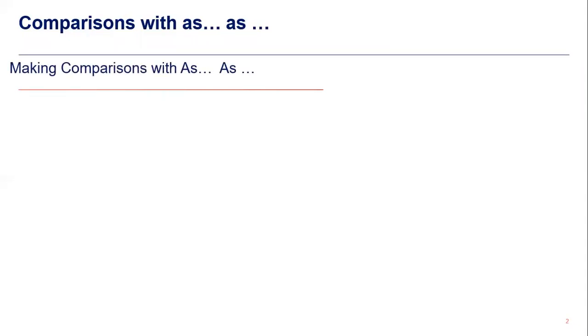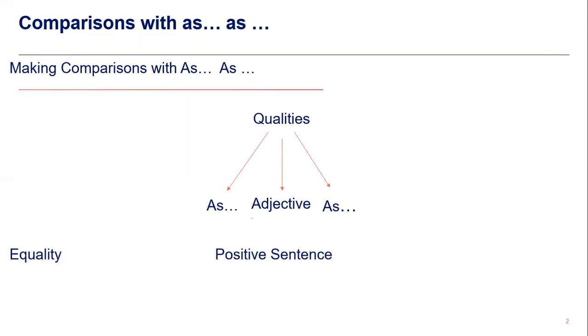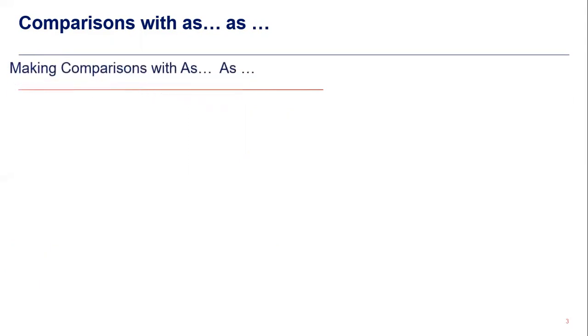You will learn how to compare qualities. When comparing qualities, we will use as, adjective, as. Also, with this form, it's possible to make comparisons of equality using a positive sentence or inequality using a negative sentence. So, the first thing we'll look at is the grammar and meaning. Then we'll review the most common errors that students make when trying to use the form.